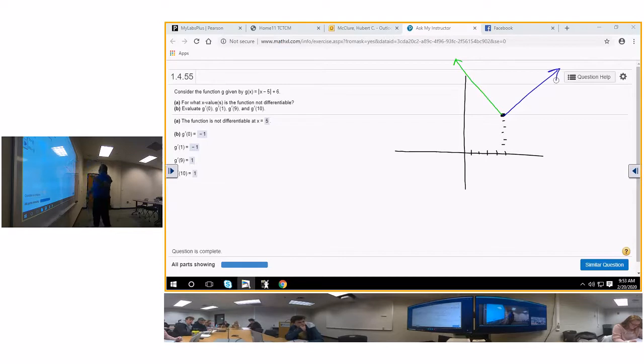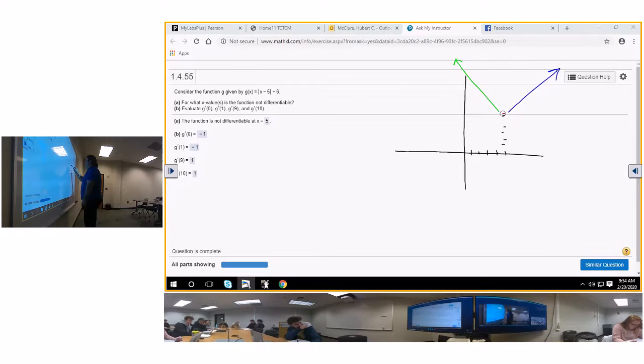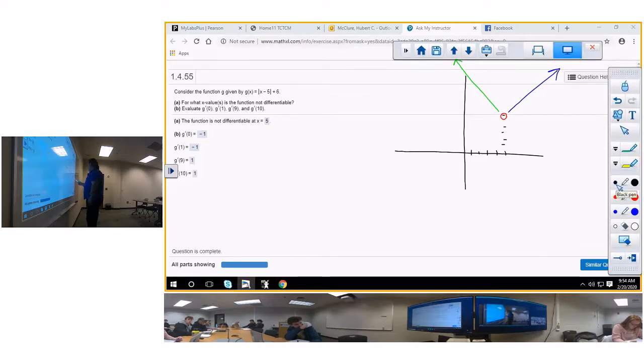Because technically you have two lines and they form a corner, so you can't take the derivative at this point. So I'm going to erase that point right there, and I'm going to put a red open arrow there, because technically you can't take the derivative at that point, because it's a corner. And we talked about that before.